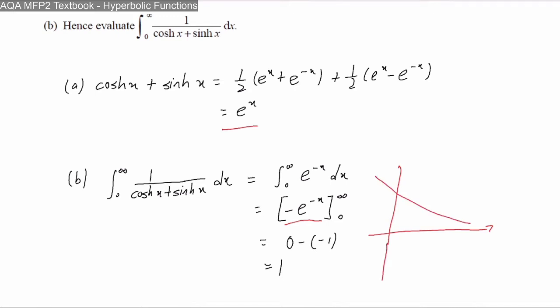So this is a curve for e to the power negative x. When x approaches infinity, the value of e to the power negative x approaches 0. So after that we actually get that this integral is equal to 1. All right, so that's for the first question.